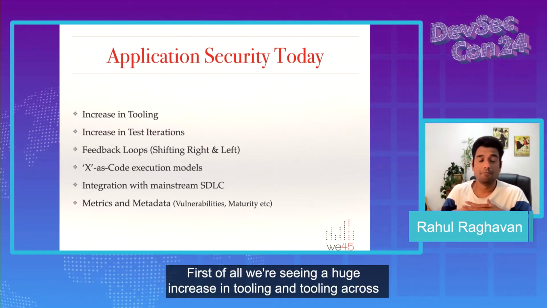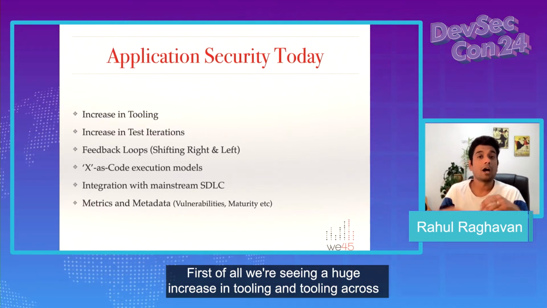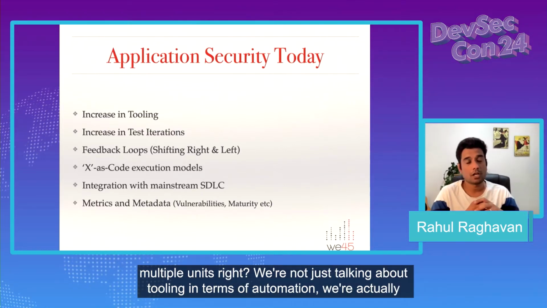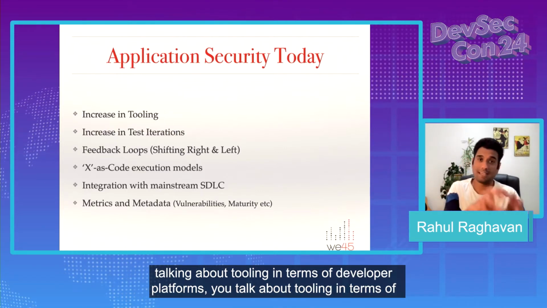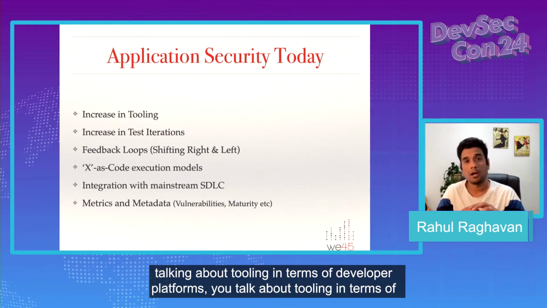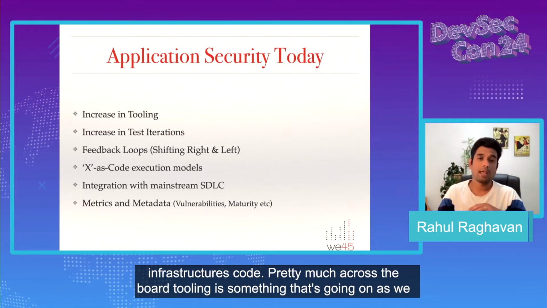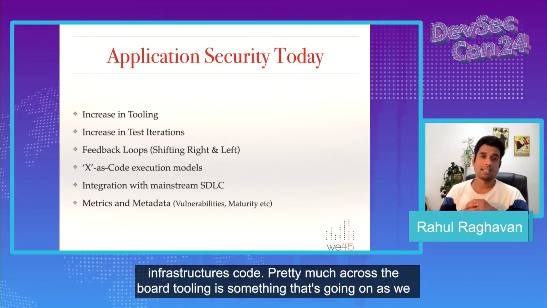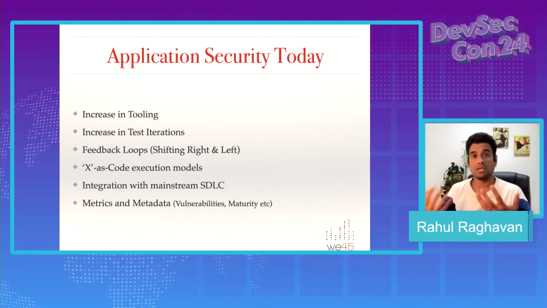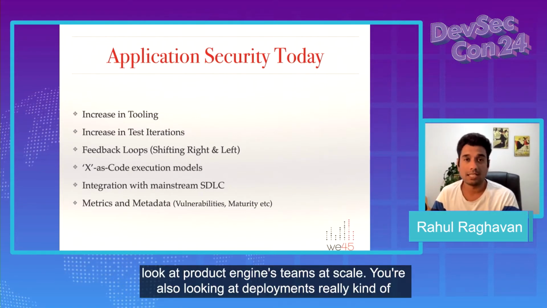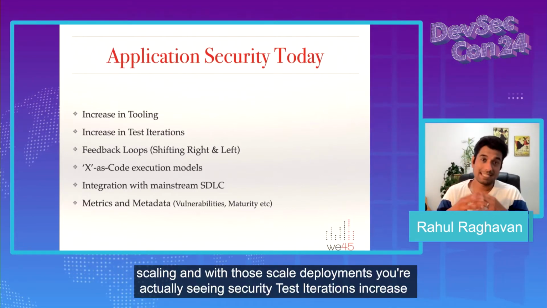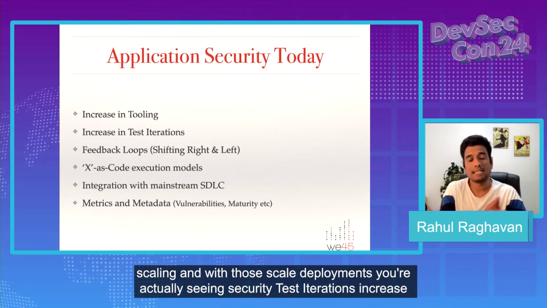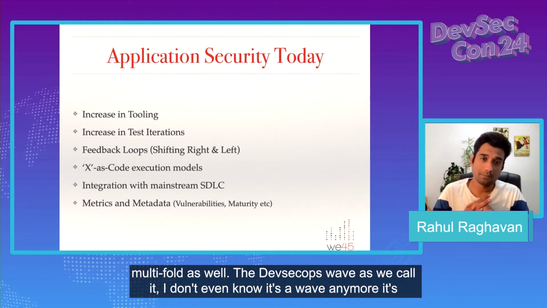First of all, we're seeing a huge increase in tooling, and tooling across multiple units. We're not just talking about tooling in terms of automation. We're actually talking about tooling in terms of developer platforms, and tooling in terms of infrastructure as code. Pretty much across the board, tooling is something that's going on as we look at product engineering teams at scale. We're also looking at deployments scaling, and with those scale deployments, you're seeing security test iterations increase multifold as well.